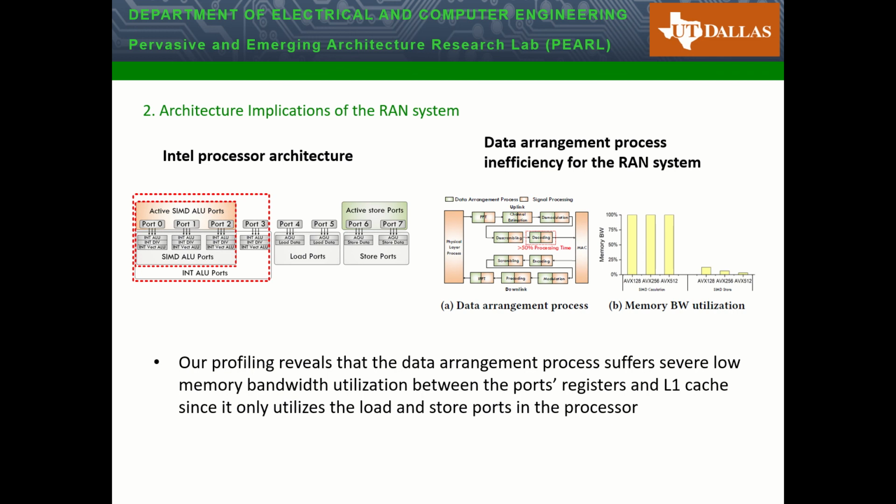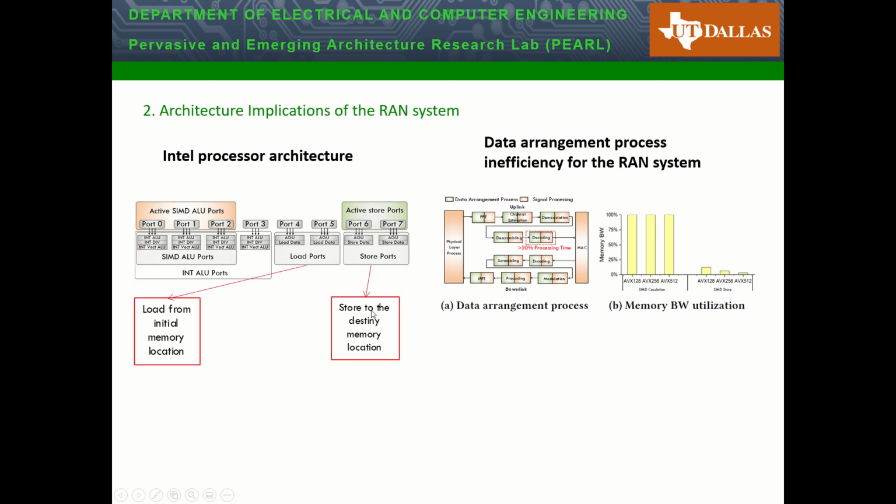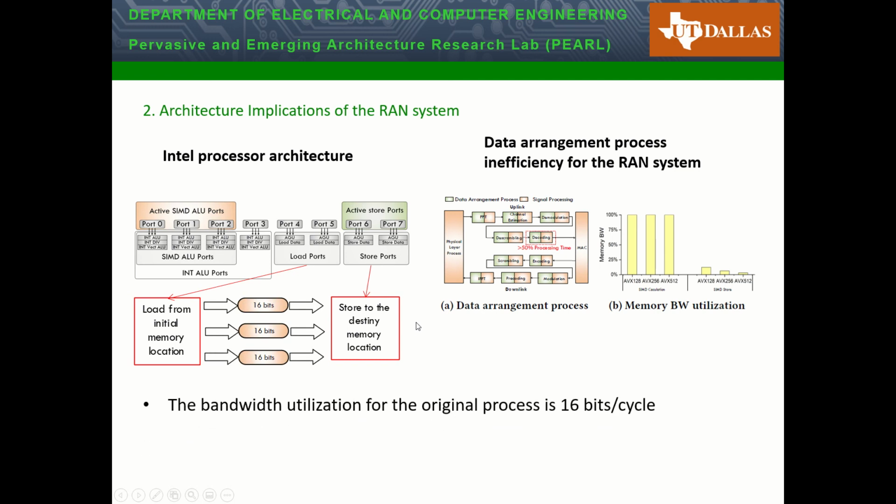Our profiling reveals that the data enrichment process suffers severe low memory bandwidth utilization between the ports registers and the L1 cache, since it only utilizes the load and store ports in the processor. The original data enrichment process purely utilized the load and store ports of the processor to do the data enrichment. The bandwidth utilization for the original process is 16 bits per cycle.